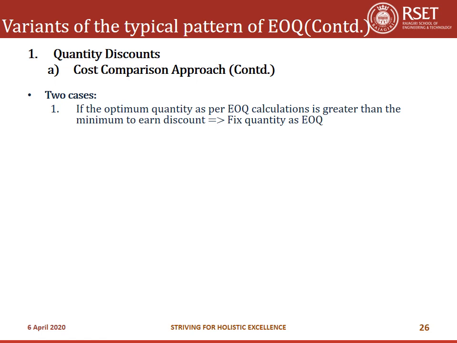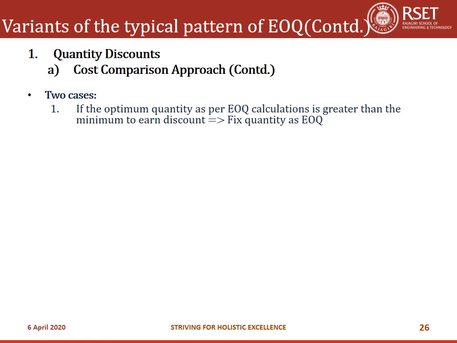That is, you have calculated your EOQ to be 10 units, and you go to the vendor and the vendor says if you procure 8 units, I'm going to give you 50% discount. So if you buy anything greater than 8, he's going to give you that 50% discount. So you fix your quantity as EOQ. You have no problems there.